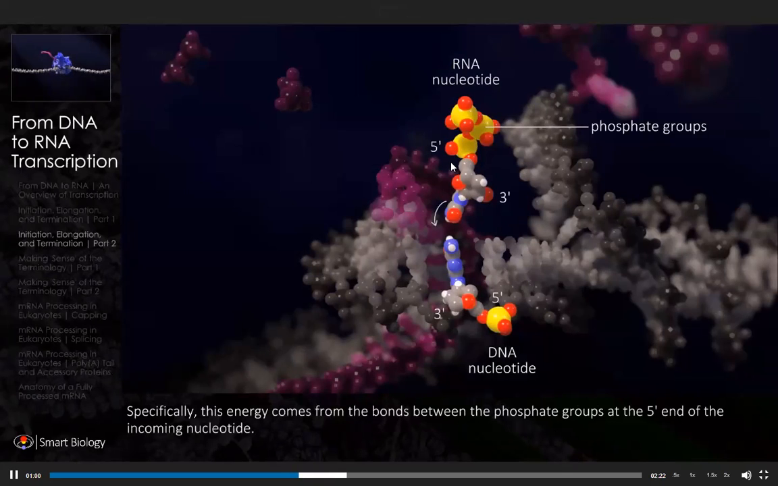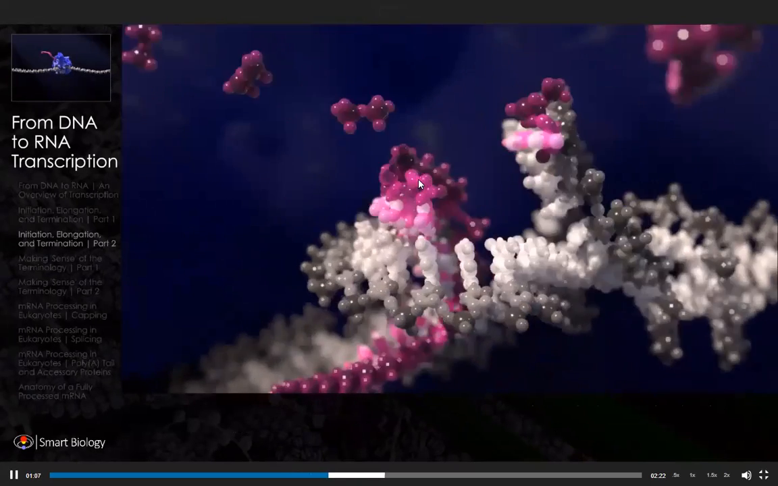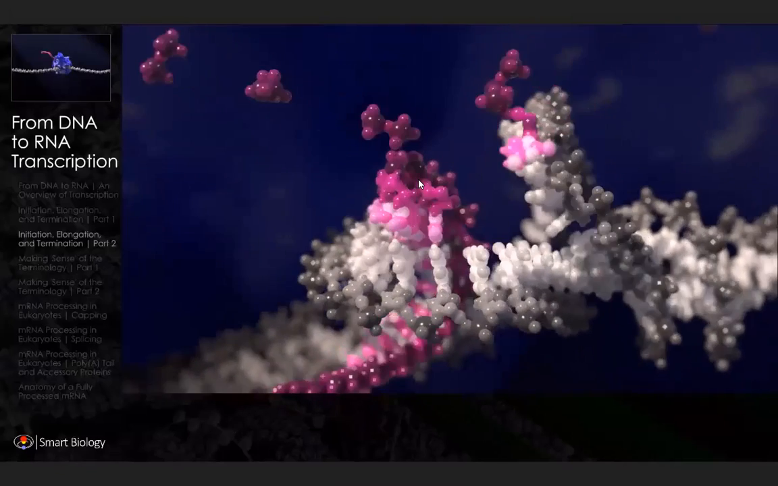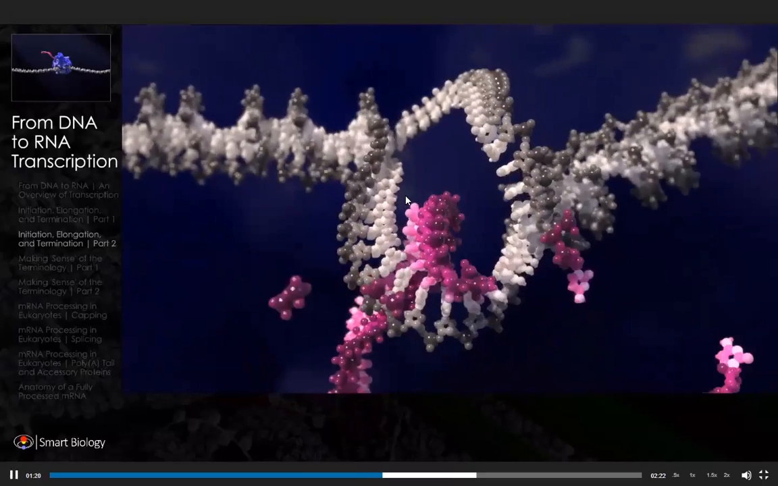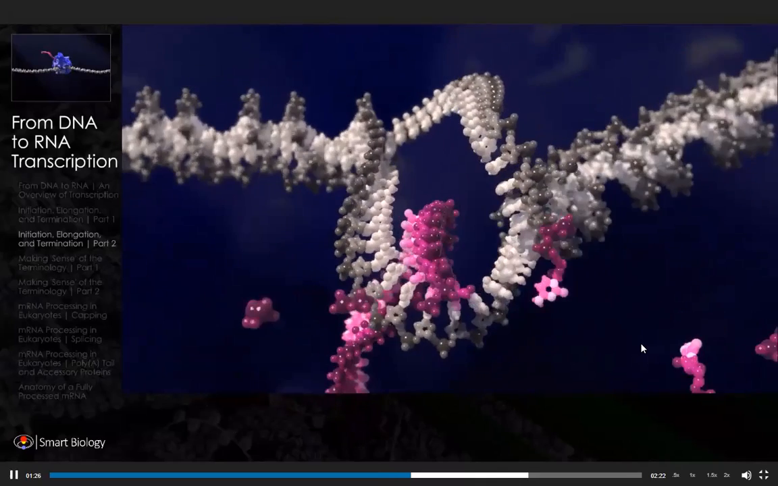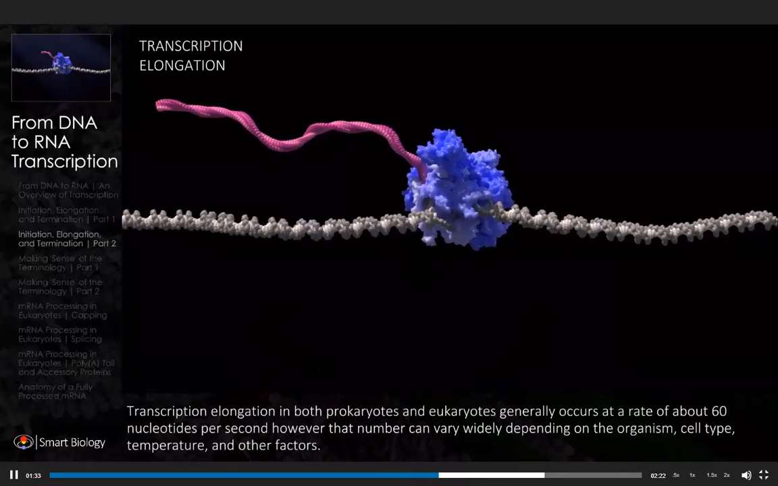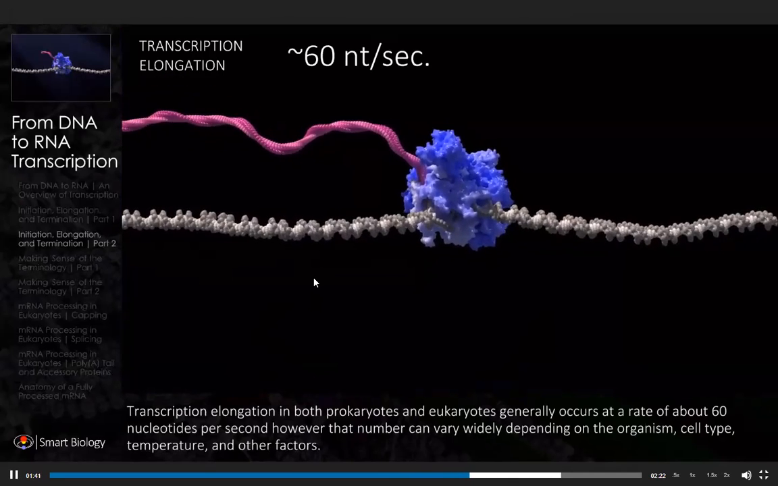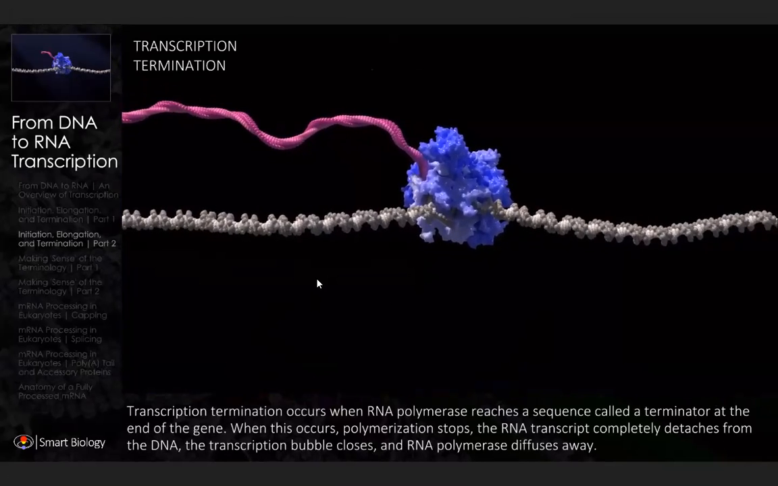These are the phosphate groups which are being released. And as these phosphates break down, they provide the energy. So this happens very quickly, about 60 nucleotides per second. However, this number can vary depending on many factors.